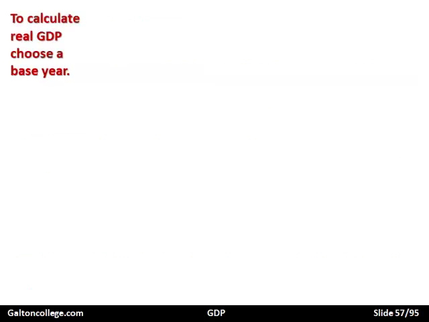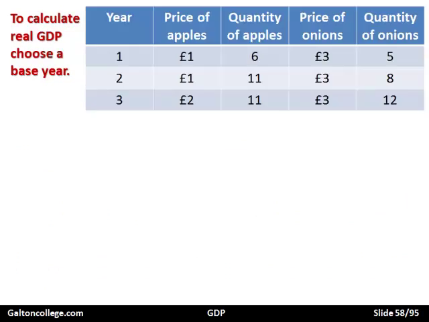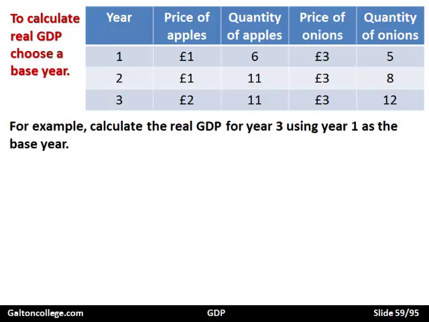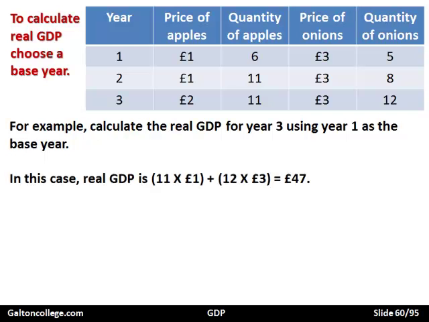Now, to calculate real GDP, choose a base year. So back to our apples and onions. Here's our economy, years 1, 2, 3. Here are the prices and here are the quantities produced. For example, calculate the real GDP for year 3 using year 1 as the base year. So what's the real GDP for year 3 using year 1 as the base?